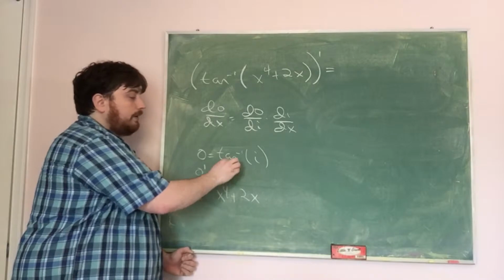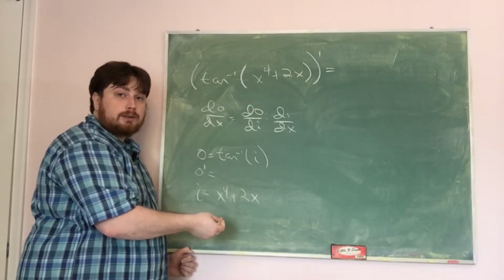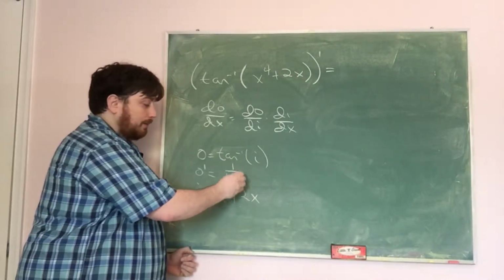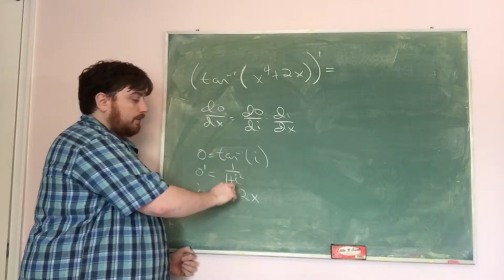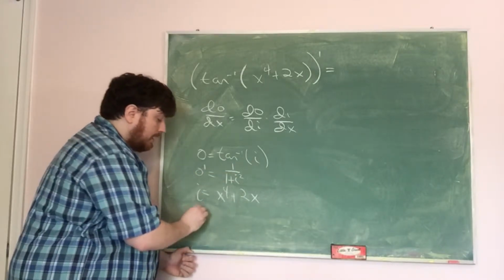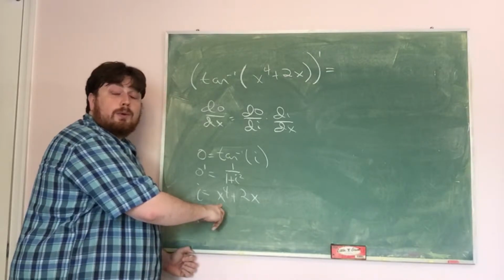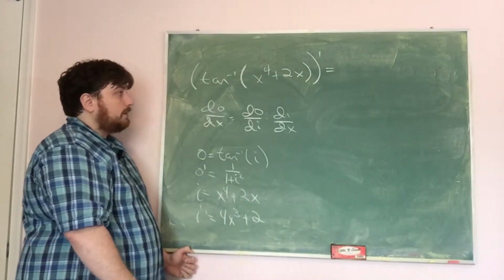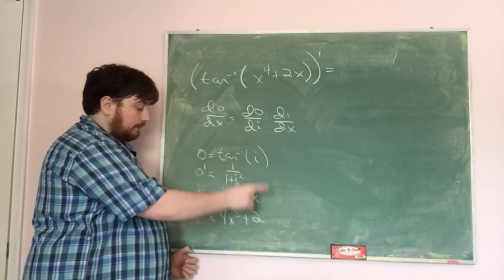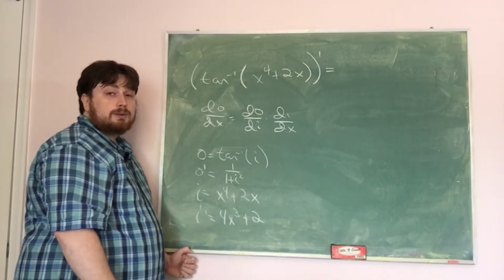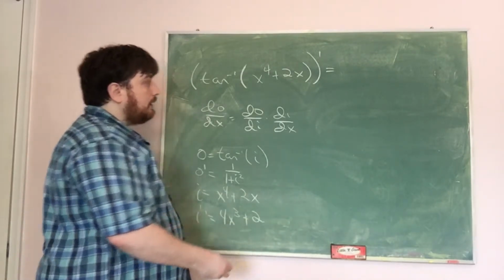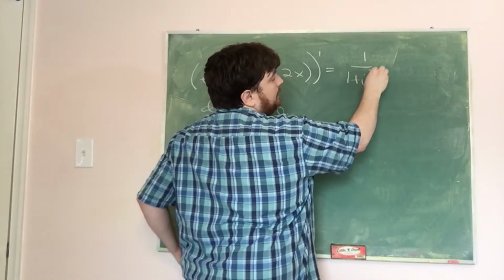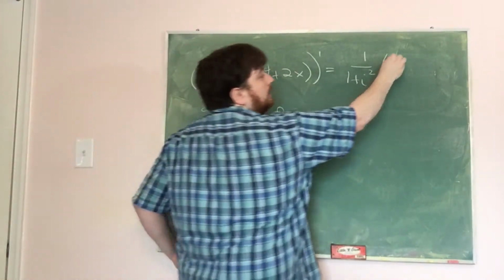Now, the derivative of the outside is going to be the derivative of arctangent. We would need to know that one is going to be 1 over 1 plus, in general, x squared, but because I'm using I here, it's going to be 1 over 1 plus I squared. The derivative of the inside is the derivative of x to the fourth, which is 4x cubed, and the derivative of 2x is 2. So the derivative of the outside is 1 over 1 plus I squared, and the derivative of the inside is 4x cubed plus 2. Putting that together, I get 1 over 1 plus I squared times 4x cubed plus 2.